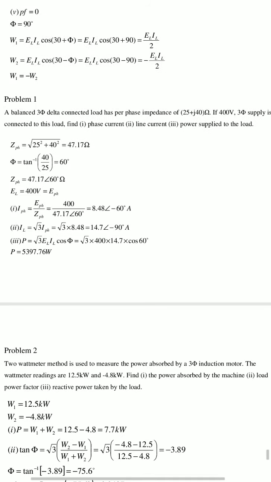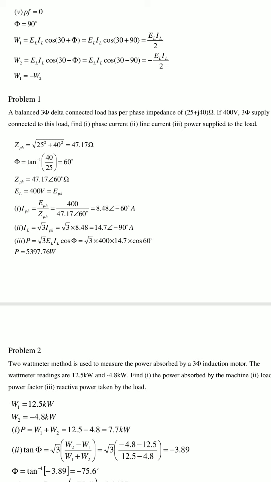Now see, here Z phase is the square root of 25 squared plus 40 squared, that is 47.17. Phi is equal to tan inverse of 40 by 25, that is equal to 60 degrees. Z phase is 47.17 angle 60 degrees. Now E_L is 400 volts, and the load is delta connected, so E_L is equal to E phase, that is 400 volts.